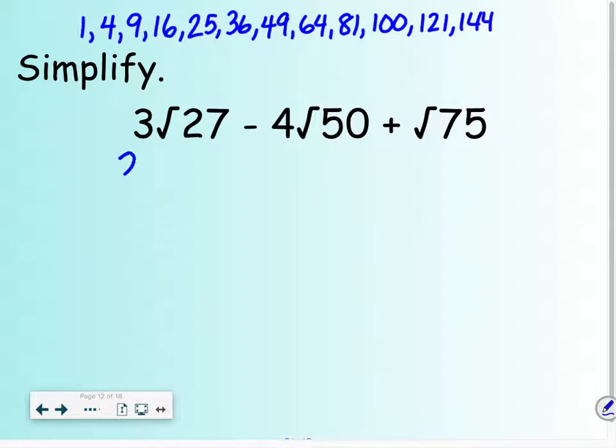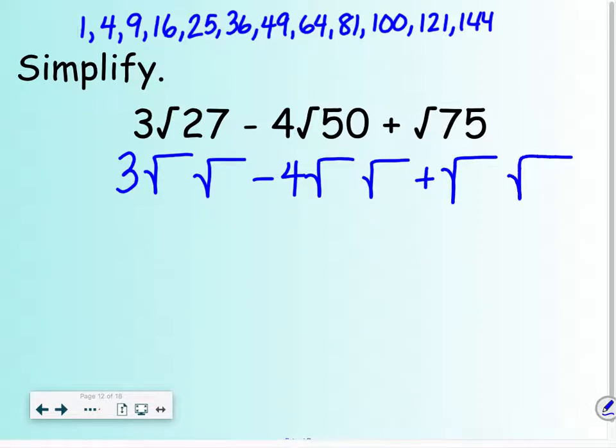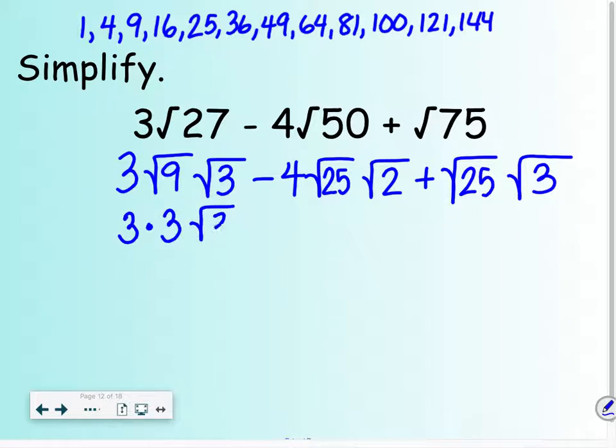Next one, same thing. This is the trickiest thing that we've worked on for this part of the chapter. So we have a lot of examples like this. 27, 9 times 3, 50, 25 times 2, and 75, 25 times 3. So 3 times, square root of 9 is another 3. So 3 times 3, square root of 3. 4 times 5, and square root of 2, and 5 square root of 3.